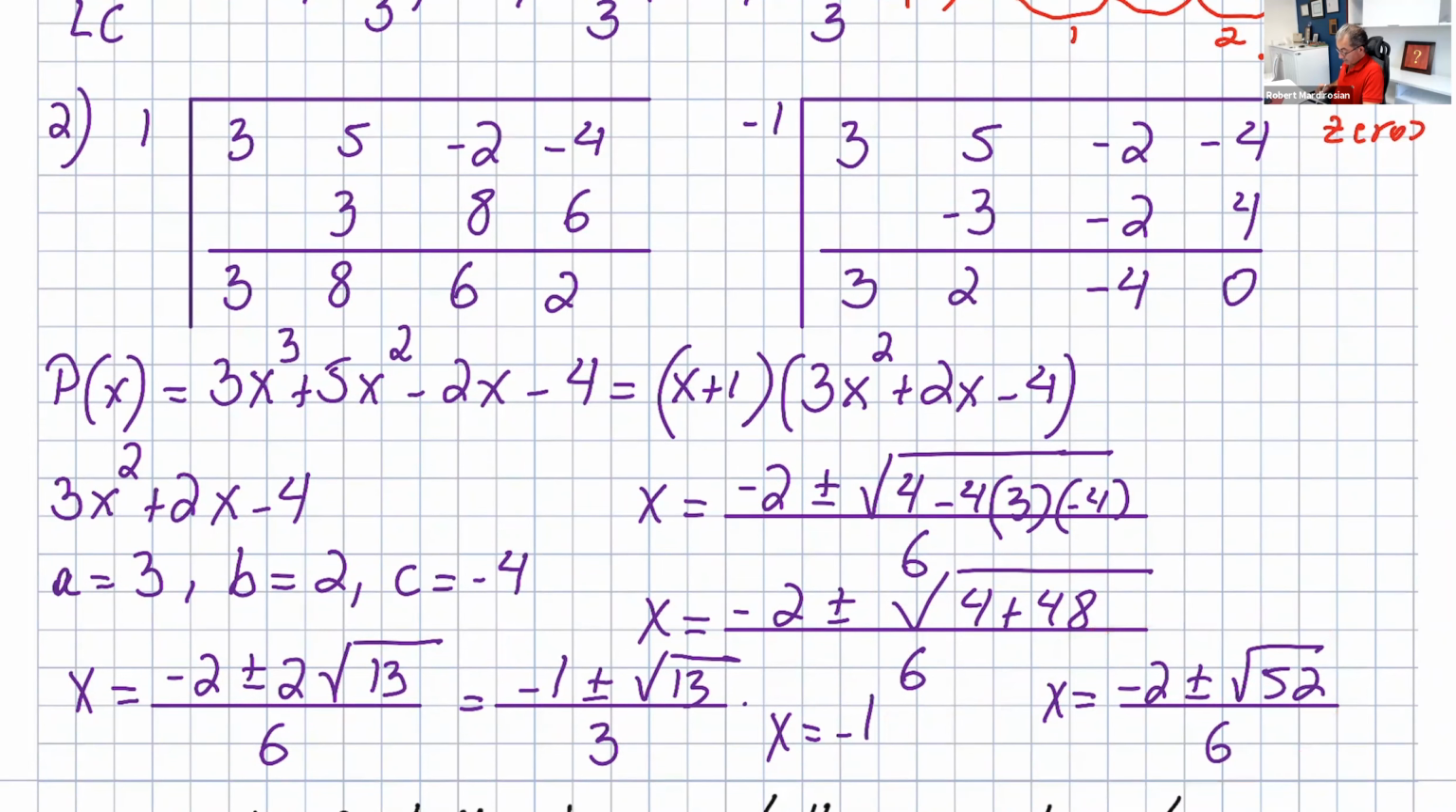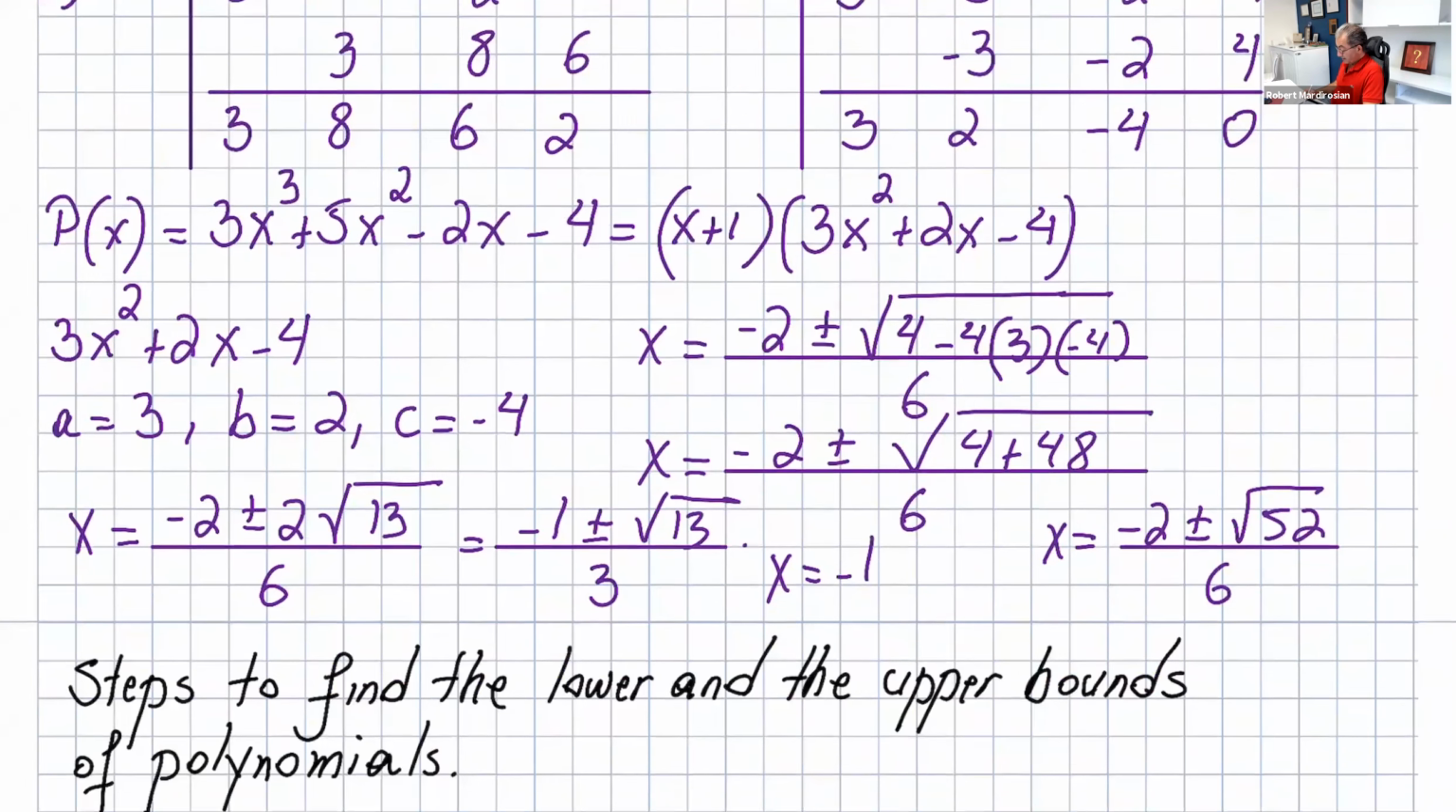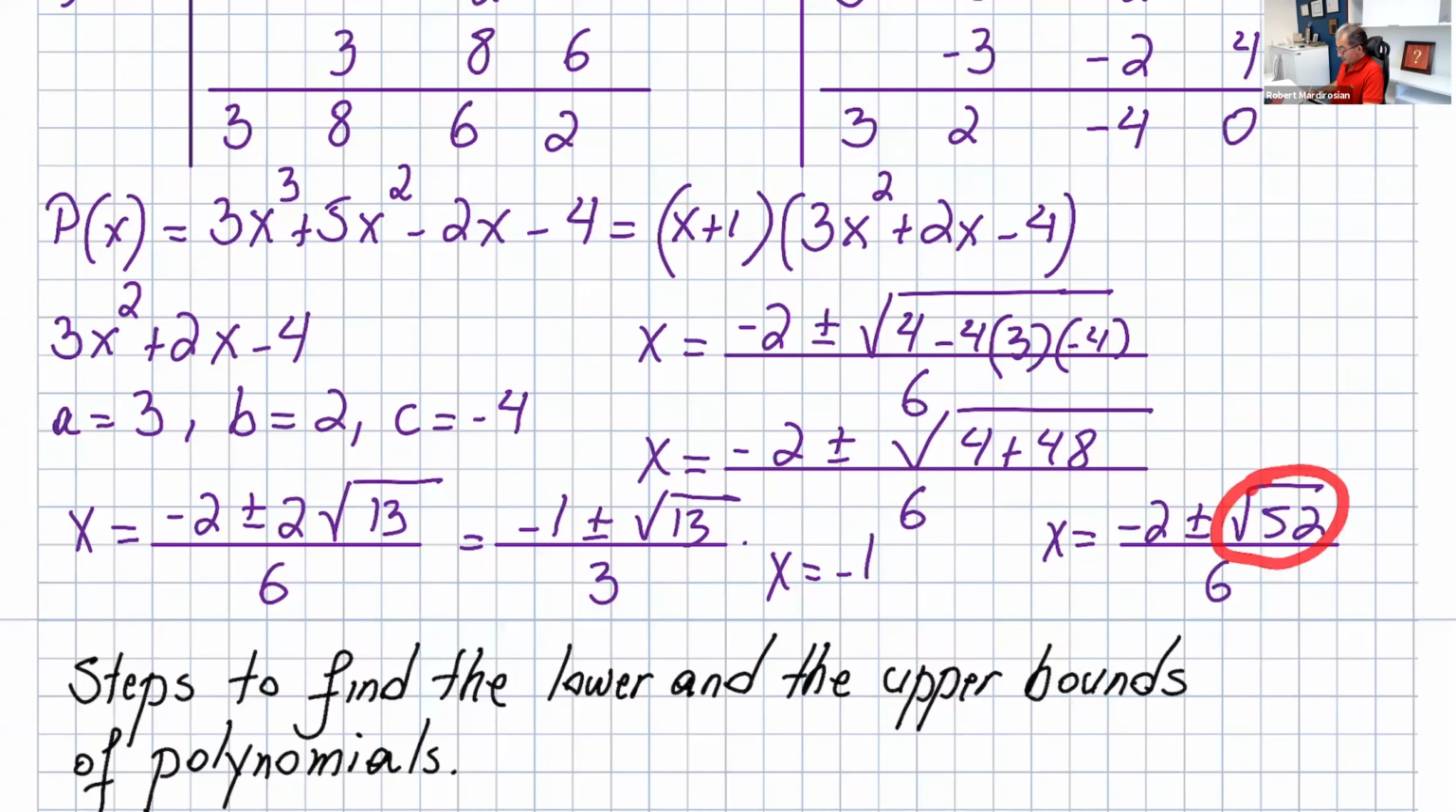So we have our 3 zeros. The degree of this polynomial is 3, and you have 3 zeros, and that's how it works. If it's 4, you have 4 zeros, and sometimes you don't get all real zeros. You can get complex zeros. And this is an irrational 0 because you have the square root of a number that is not a perfect square.